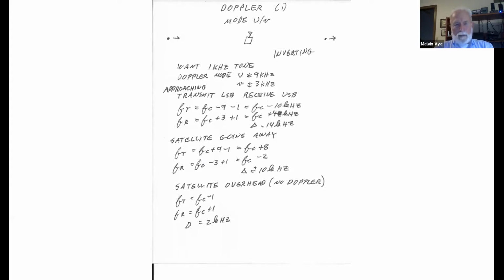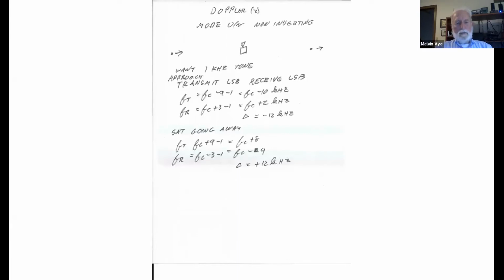Now, what would happen if I had a non-inverting passband? So now I better transmit on lower sideband and also receive on lower sideband. All right, here the transmitting frequency would be, as before, the carrier frequency minus 9 minus 1, or carrier frequency minus 10. Receive frequency would be the carrier frequency plus 3 minus 1, or the carrier frequency plus 2, and the total difference would be 12 kilohertz. And as it's going away, it's still 12 kilohertz.